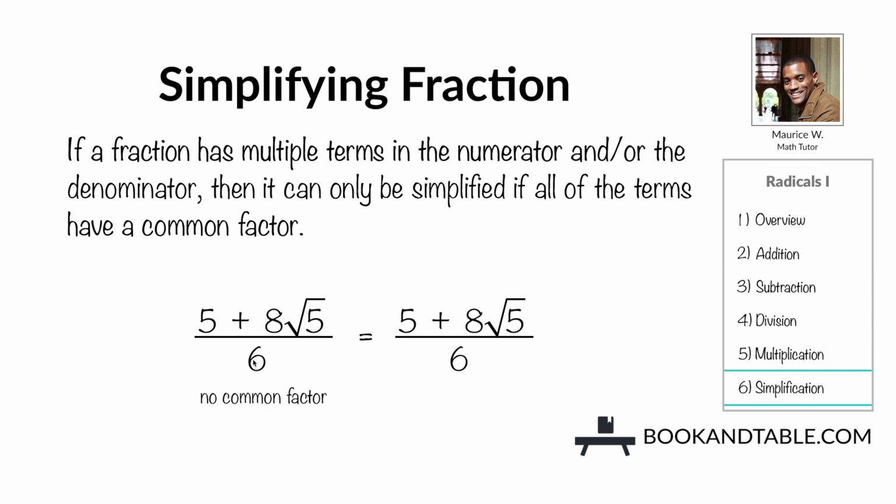In this example, if you had 5 plus 8 radical 5 over 6, although 6 and 8 are both divisible by 2, this fraction cannot be simplified further since the 2 cannot be removed from the 5 as well. Okay, so since there's no common factor between the 5, 8, and 6, we cannot simplify it any further.